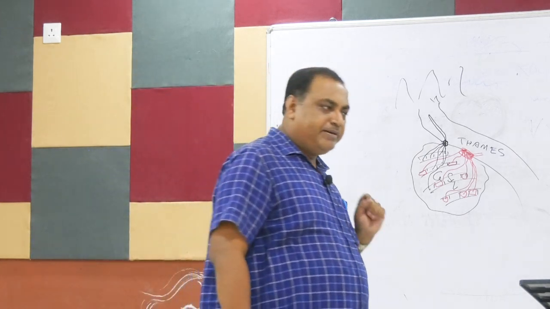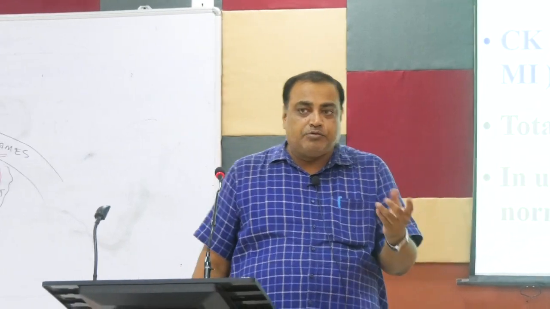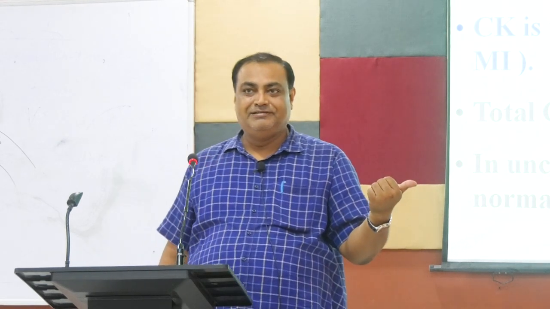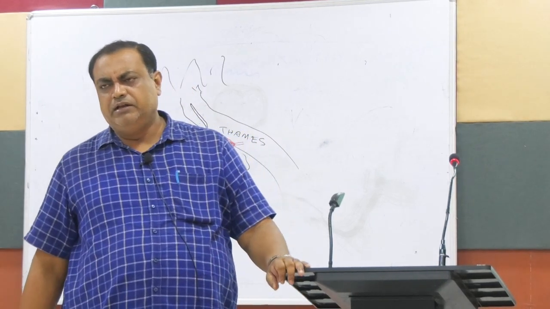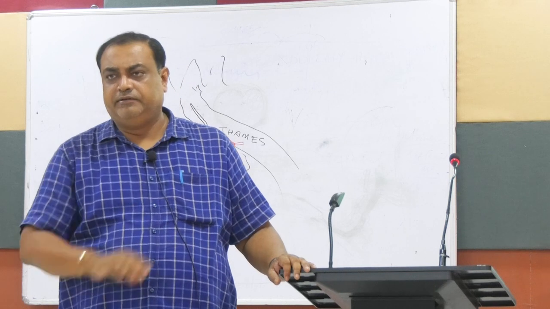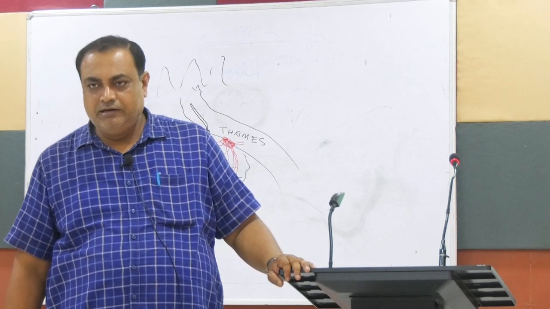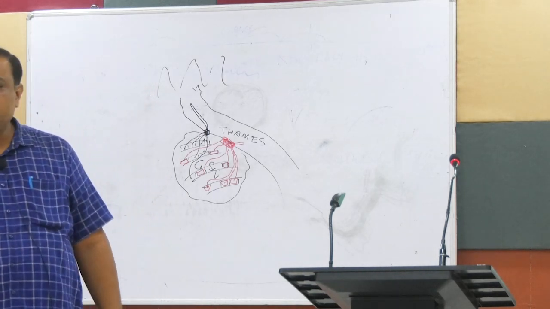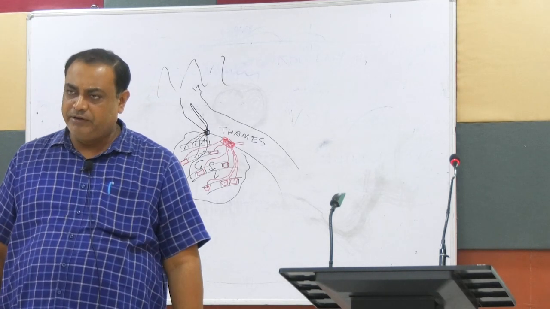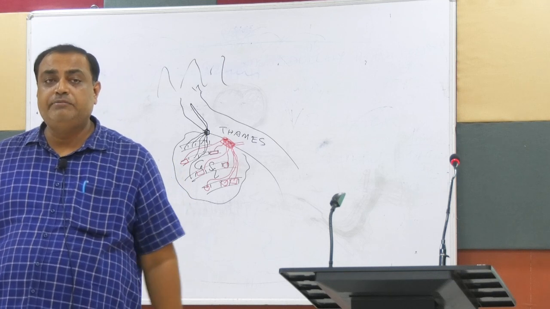Staging of the disease. A patient comes with elevated CK. You can't make out when he had the attack. Suppose it is elevated, but we cannot tell whether he had it very recently, or yesterday, or 2 days back. If we don't know about these 3 points, so it starts increasing within 6 hours of MI. How do you know this MI?